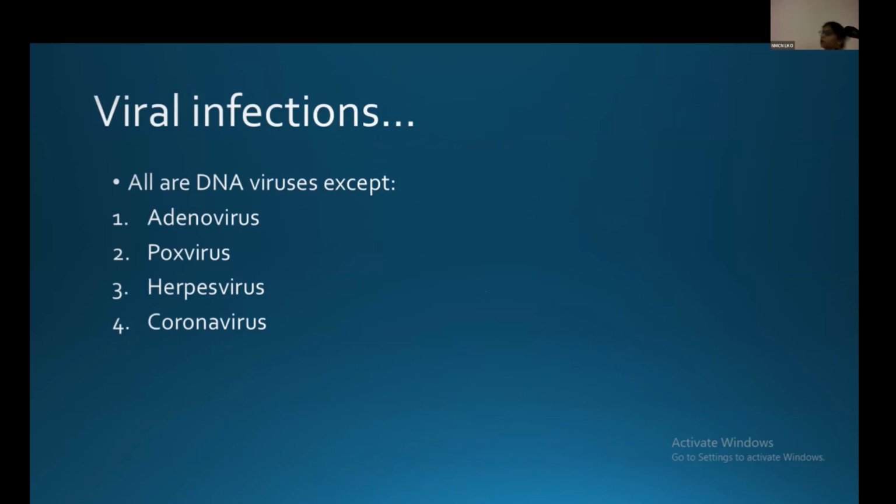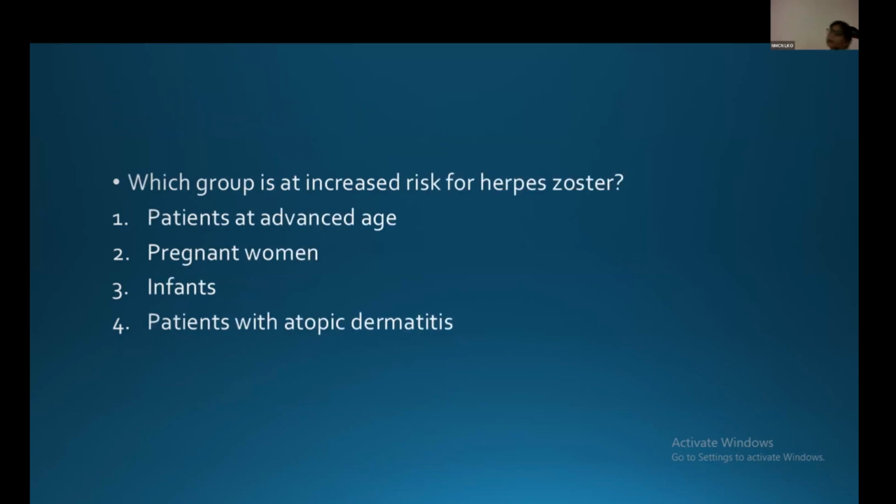So after bacteriology, we will now come to the second group, viral infections. Just a little bit about viral infections. All are DNA viruses except... what is the coronavirus? RNA. RNA. Which group is at increased risk for herpes zoster? One, patients with advanced.